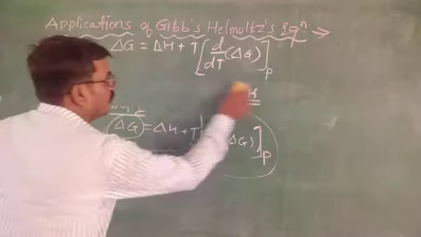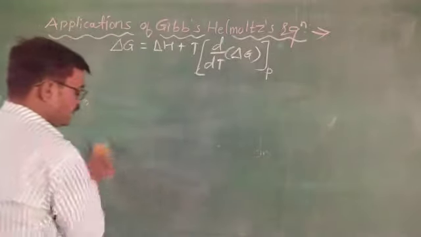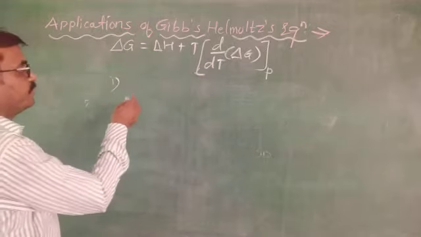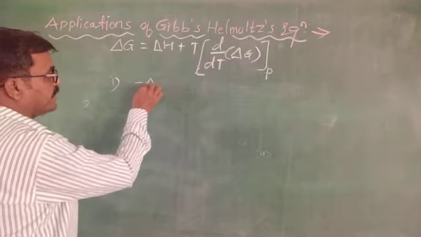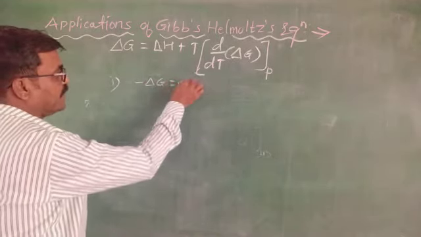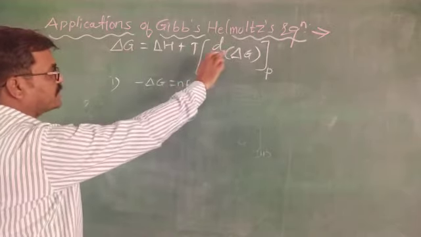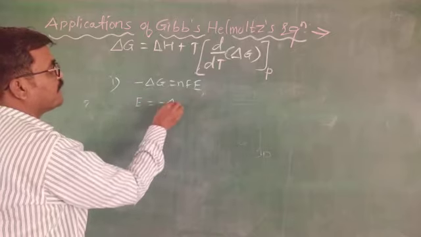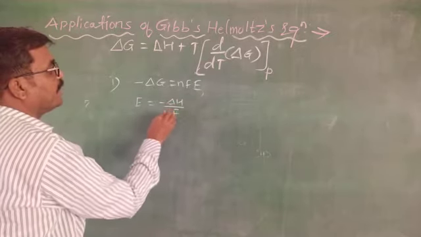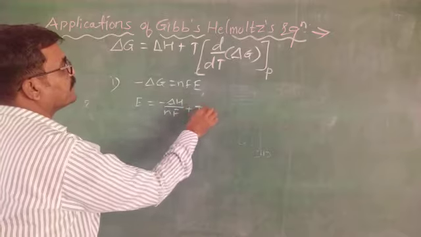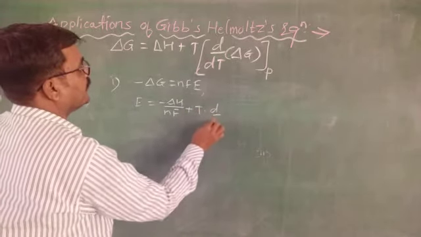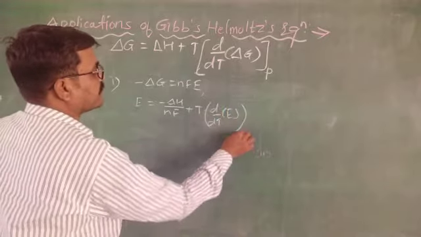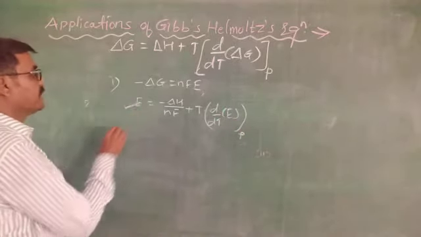Because you know the EMF of a cell is related to the Gibbs free energy. How is it? Minus delta G equals nFE. Put this value in this equation, you will get the final equation E equals minus delta H upon nF plus T into d/dT of E at constant pressure. In this way this can be determined.